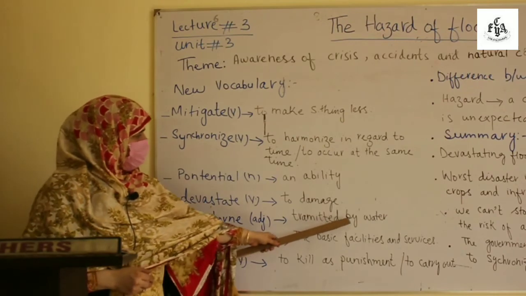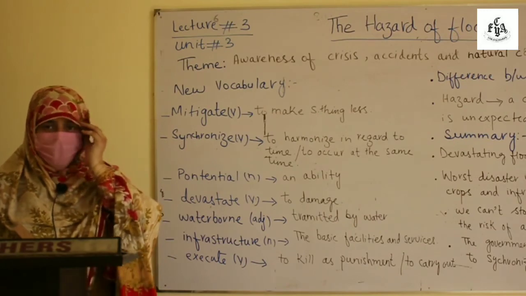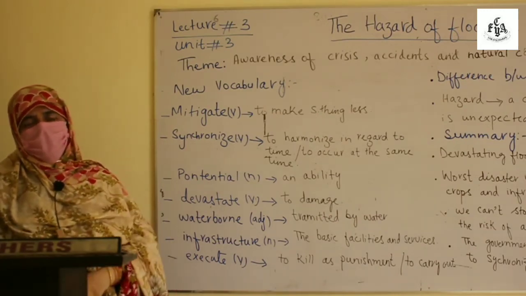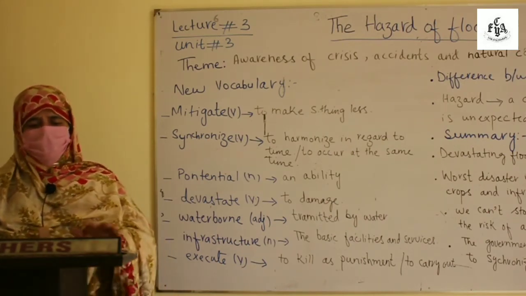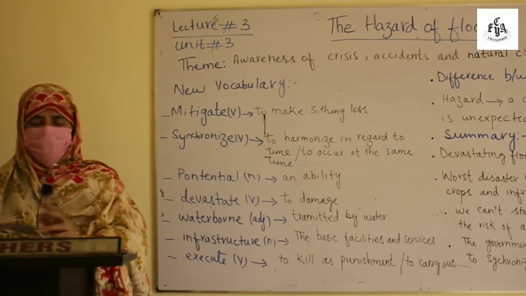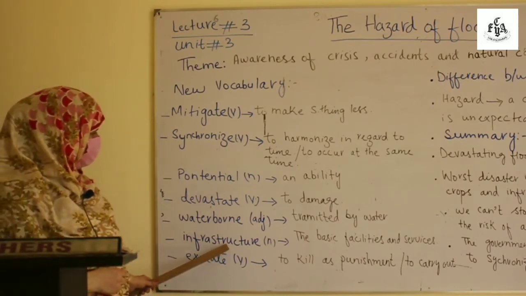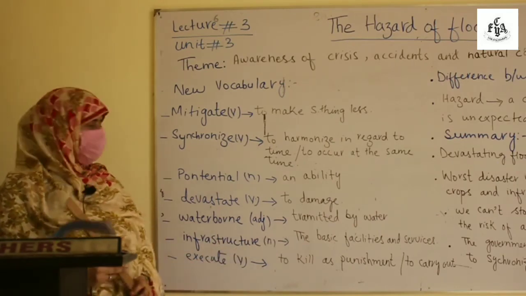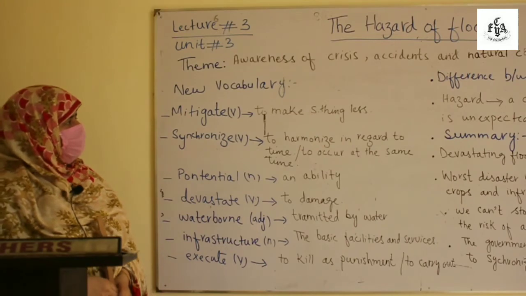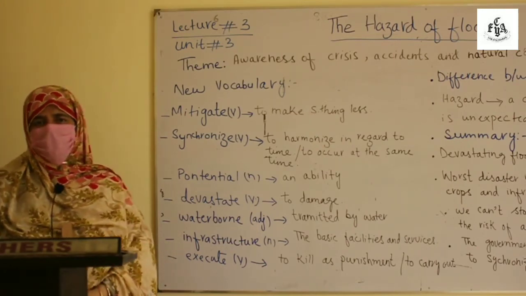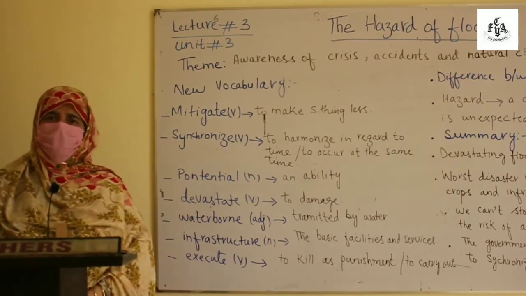Waterborne is transmitted by water. The diseases which are transmitted by water are called waterborne. For example, in a situation of flood, many waterborne diseases can affect the people very much. Now we have infrastructure. Infrastructure is the basic facility and service for the people. Because it was the worst disaster in the history of Pakistan, the flood of 2010 destroyed the infrastructure of the country or the area.